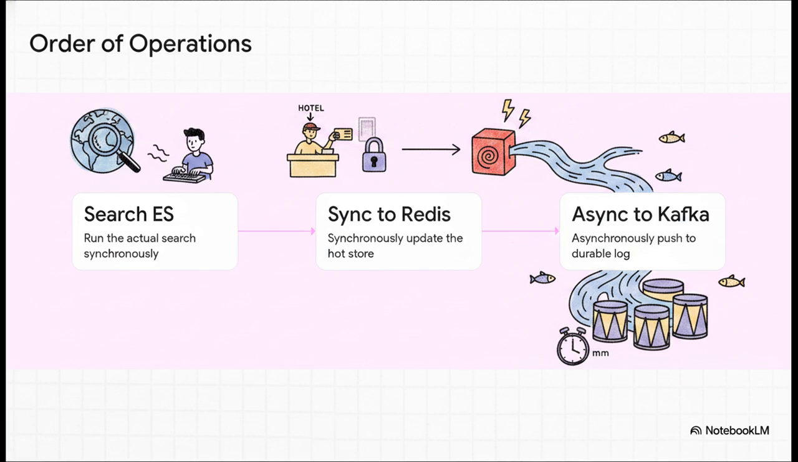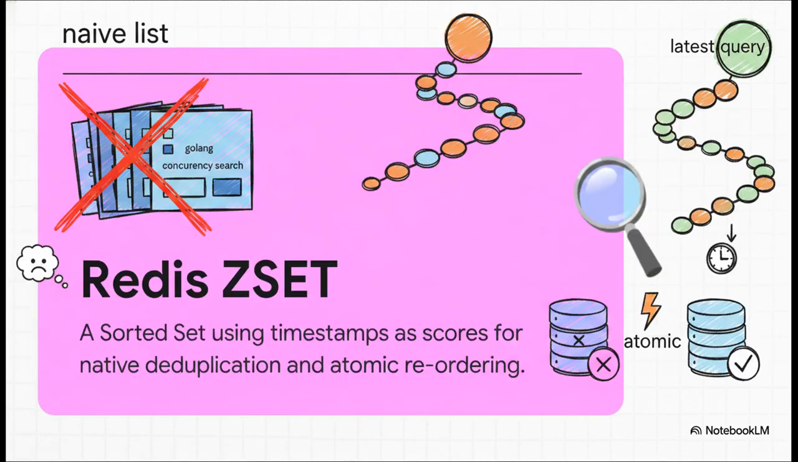Look, tying user-facing latency directly to a heavy write database is just engineering malpractice. Now for the mechanics of that fast counter. You might be tempted to just use a Redis list. Honestly, bad idea. A naive list stores duplicates if you search for, say, Golang concurrency twice.